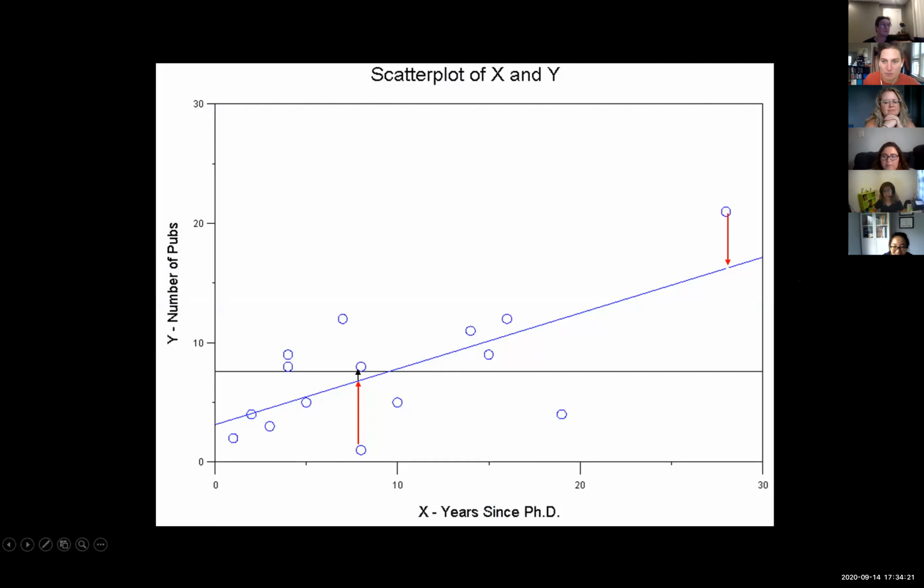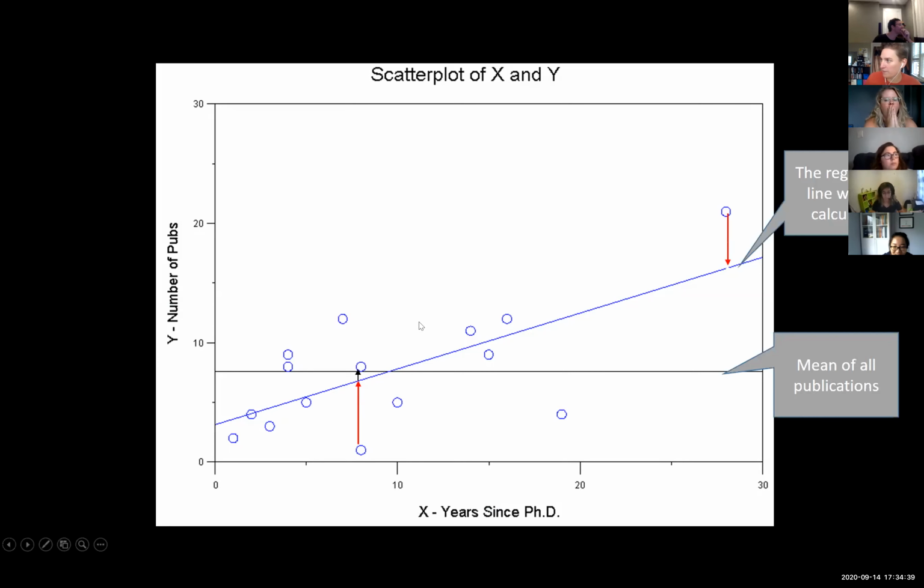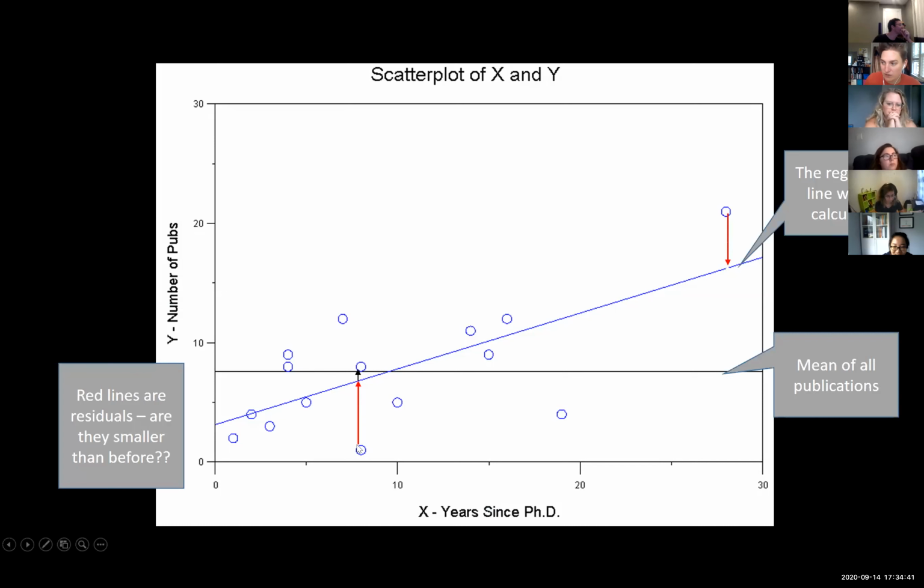So from here, I want to show you a plot. So here's that same plot we looked at before, where this is the mean for everybody. And this is our new regression line that we've just estimated based on the regression equation. And the red lines are the residuals.